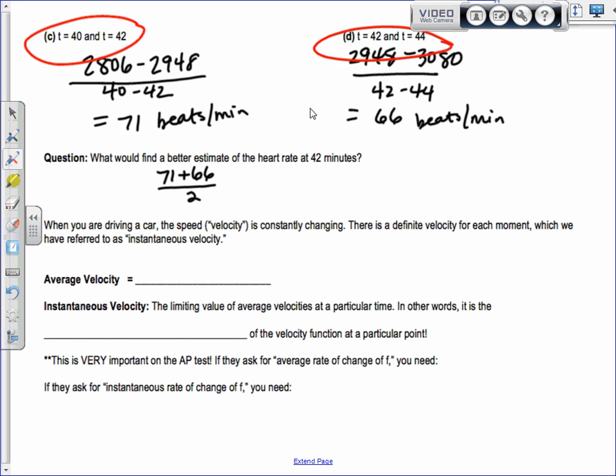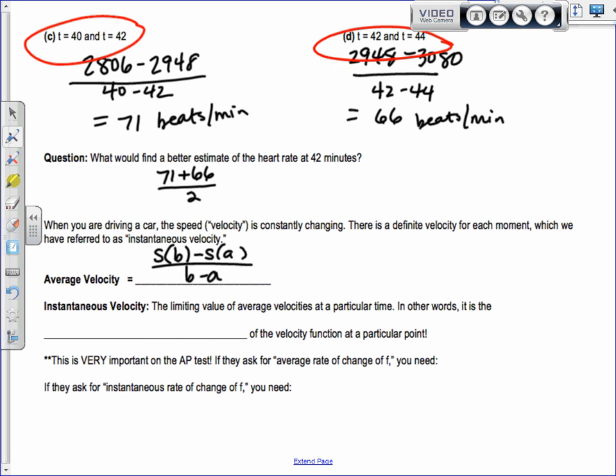All right, so it says when you're driving a car, the speed or velocity is constantly changing. There's a definite velocity for each moment, which we have referred to as the instantaneous velocity. At exactly 2.5 minutes into driving, I'm going a certain speed. I'm not just going like 0, right? So your average velocity is going to be S of b minus S of a, all over b minus a, where S is your position. That's on a certain interval. But the instantaneous velocity is the slope exactly at that particular point.